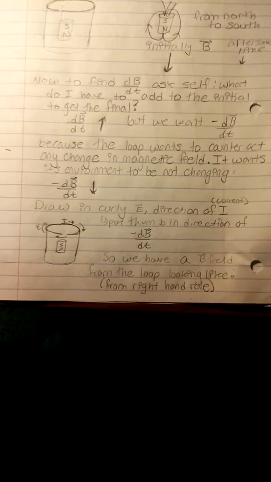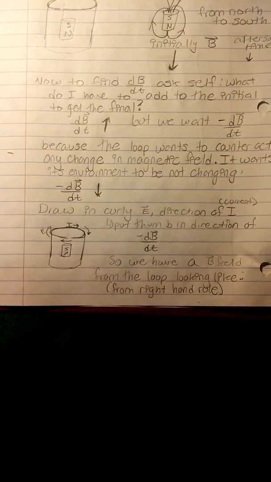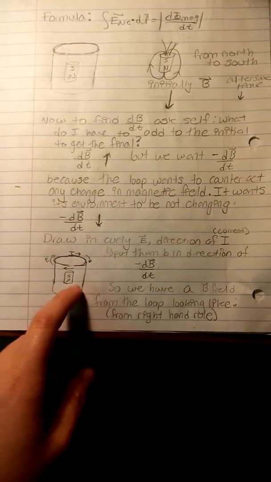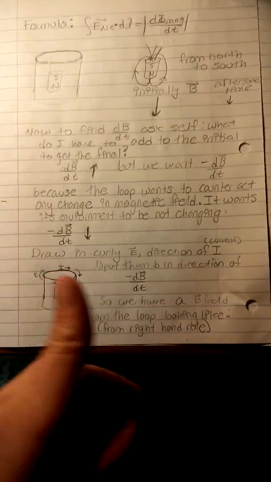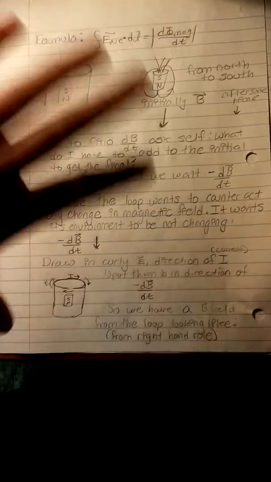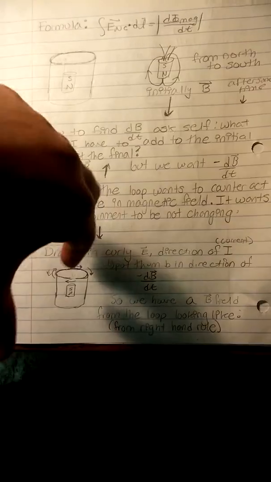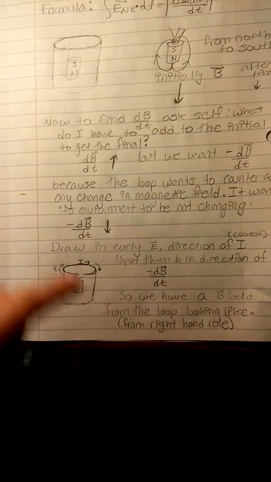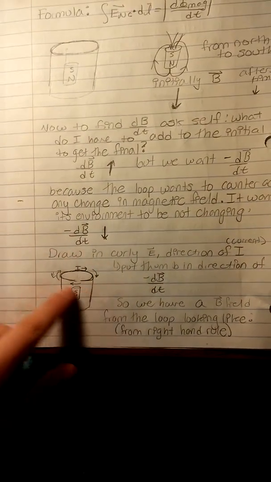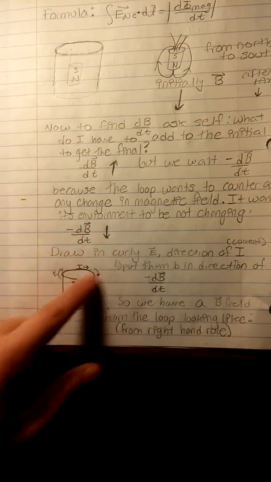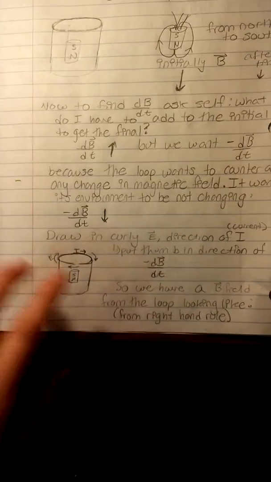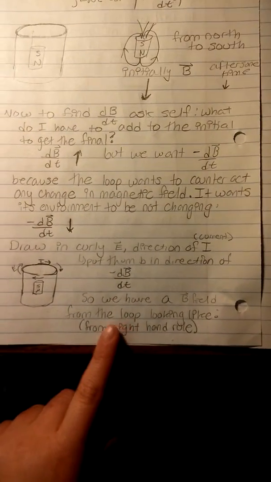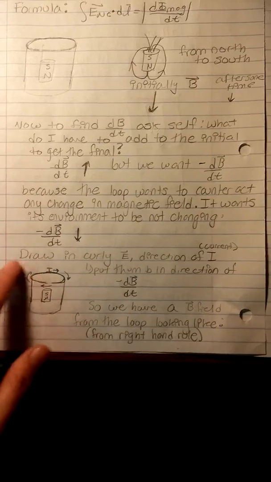So we're going to draw the curly E in the direction of I in the loop. And how we do that is we use our thumb and point it in the direction of negative dB/dt. So it's going to be curling around, it's going to go like that. In relation to this picture, it would be this way. That is what you eventually get. So that's how we got that.